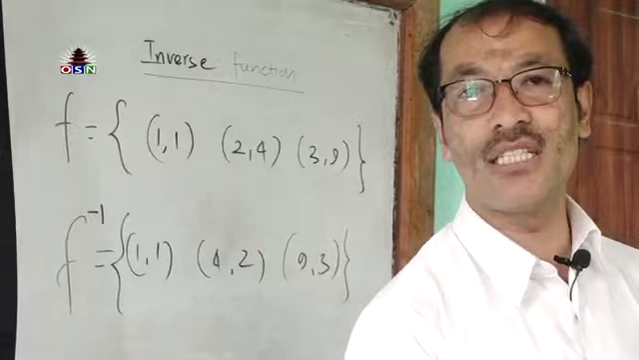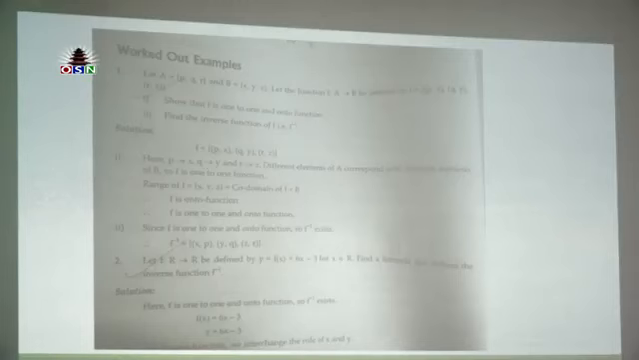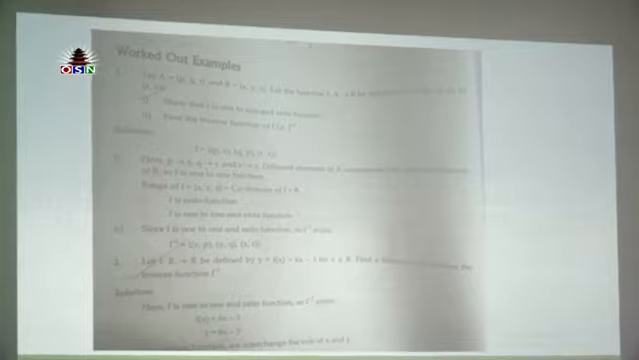Please try to understand. For an inverse function of any function to exist, the given function must be a one-to-one onto function, one-to-one as well as onto, then only the inverse function will be possible. Otherwise, the inverse function doesn't exist. That you have to keep in your mind. Okay, my dear students, now I am going to make it clear through an example. Just look at the example here.